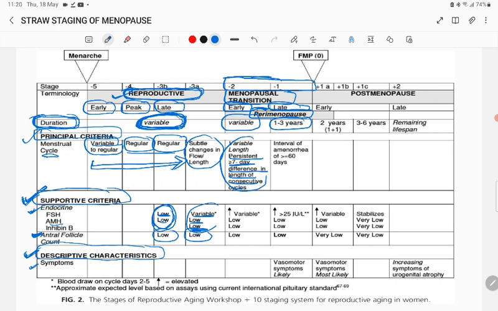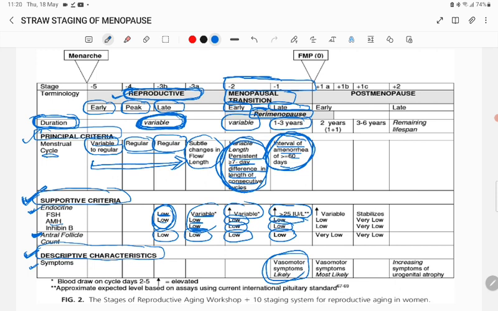In the early phase there will be a 7 day variation between cycles, and in the late phase there will be an interval of amenorrhea of more than or equal to 60 days. Then the supporting criteria, the hormonal and antral follicle count: FSH, AMH, inhibin B. FSH will increase in the early phase, and will be more than 25 in the late phase. AMH will be low in the early and late phase, inhibin B is low in the early and late phase, and antral follicle count is low. The descriptive symptoms: in the late menopausal transition phase, vasomotor symptoms are likely to develop.